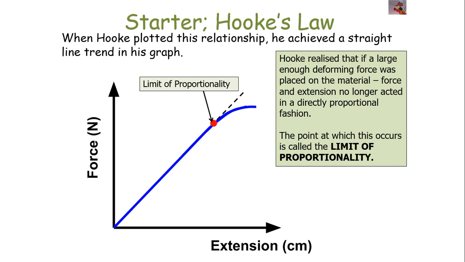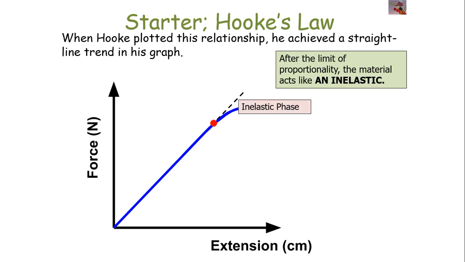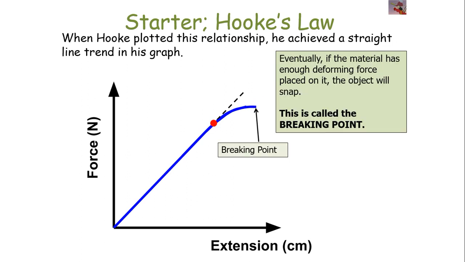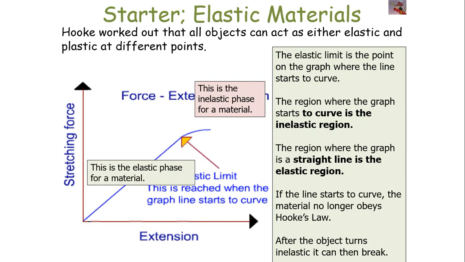Now, Hooke realised that if there was a large enough deforming force placed on the material, force and extension were no longer directly proportional, so the line would start to curve. And the point at which this occurs on the graph, where you no longer obey Hooke's law, where you are no longer acting elastically, is called the limit of proportionality. So after the limit of proportionality, the material acts as an inelastic. Now, eventually, when there's enough deforming force placed upon it, the object will snap, which is what we call the breaking point.